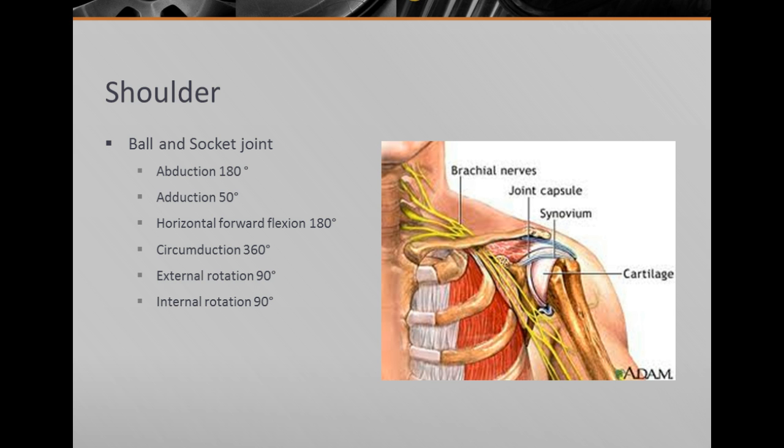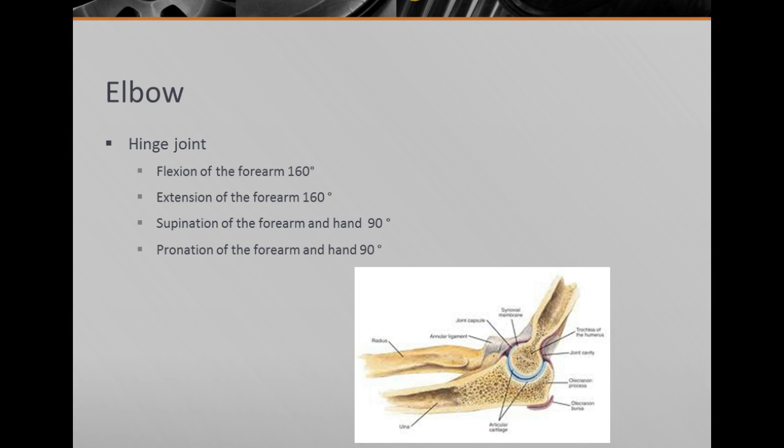The shoulder is a ball and socket joint. Its head of the humerus articulates in the shallow glenoid cavity of the scapula, and I've included the different degrees of abduction, adduction, flexion, circumduction, external rotation, and internal rotation. The elbow is a hinge joint that allows articulation between the humerus of the upper arm and the radius and ulna of the forearm.